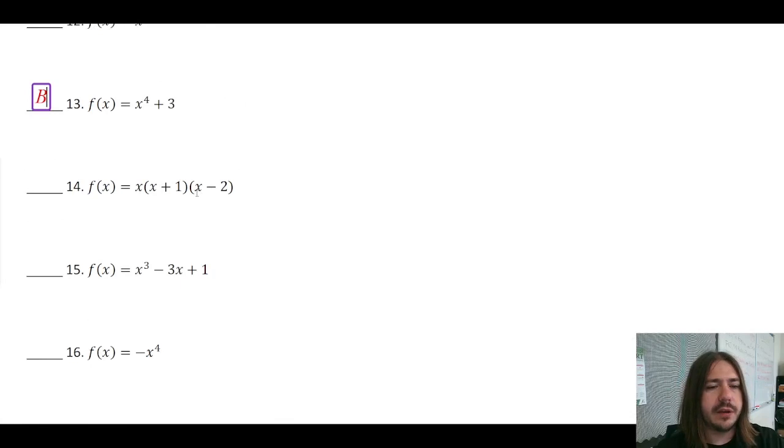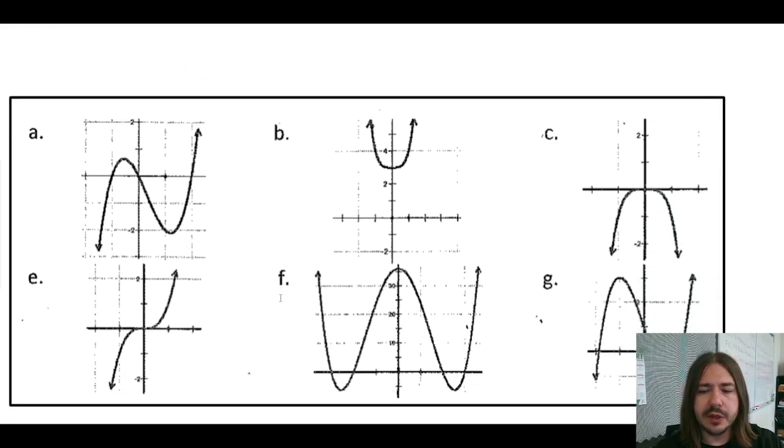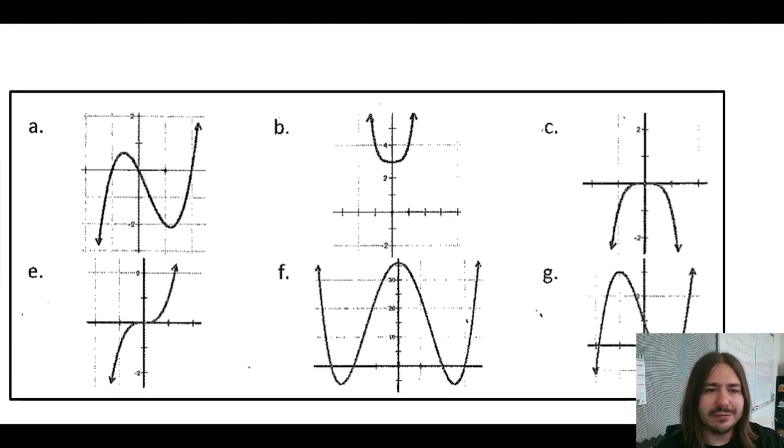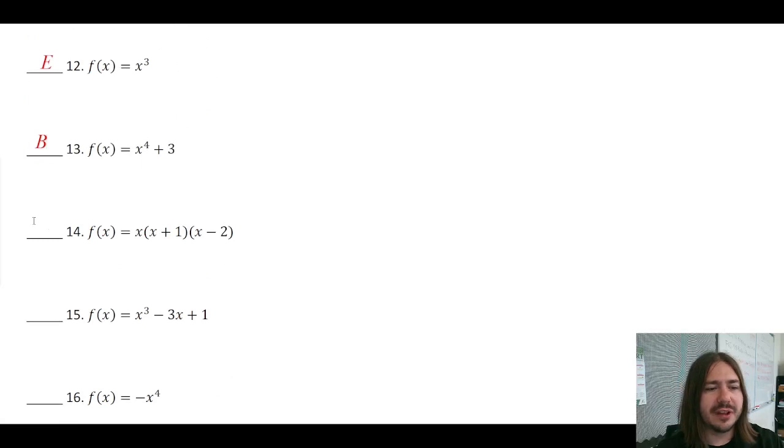14 is going to be cubic with a positive leading coefficient, so it's going to be down, up, and it's going to have zeros at 0, -1, and 2. 0, -1, and 2 looks like A. Down, up, you got 0, -1, and 2, and that's the only one that even looks remotely close, so that's got to be A.